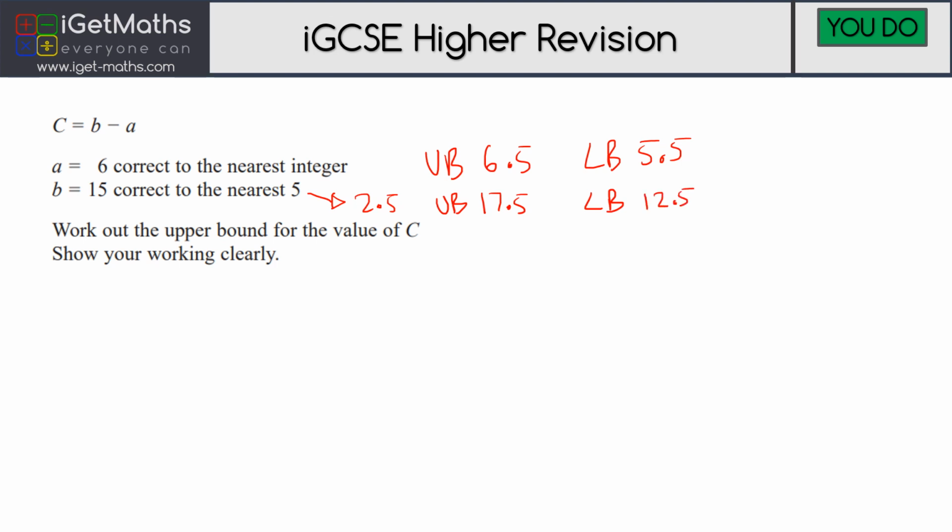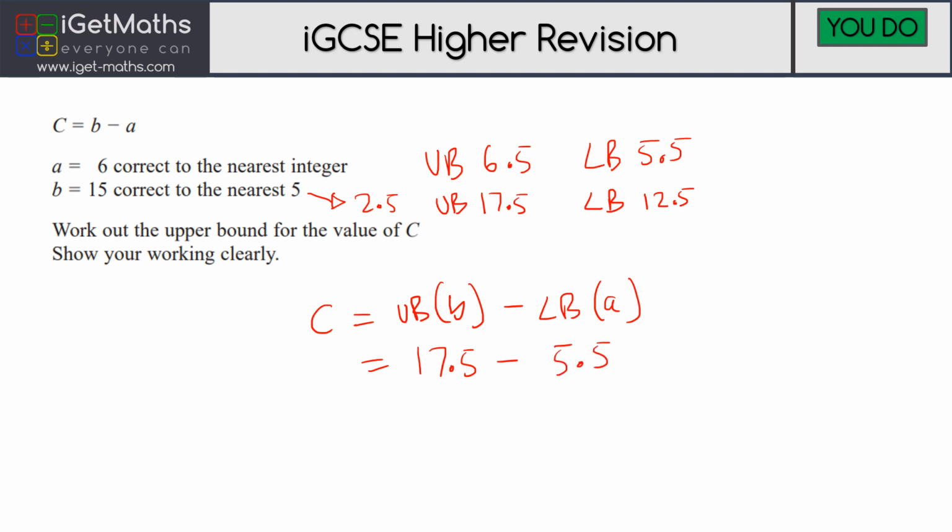And now if we want the upper bound for the value of C, we're going to use the upper bound of B minus the lower bound of A. The upper bound of B is 17.5, and the lower bound of A, which was 5.5, you subtract that and you will get 12.